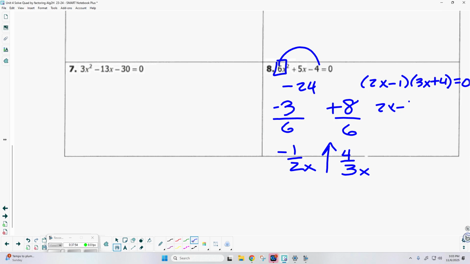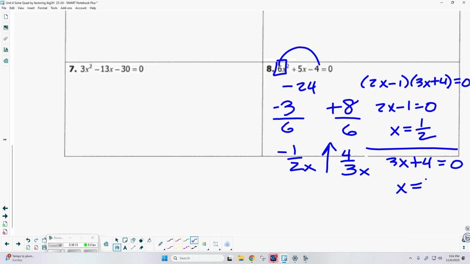If 2x minus 1 is equal to 0, if I add the 1 and divide by 2, first answer you should have gotten is 1/2. Followed by 3x plus 4 is equal to 0. Subtract the 4, divide by 3, second solution, -4/3. There we go. -4/3. Interesting. And a 1/2.